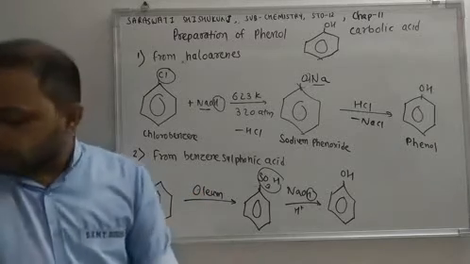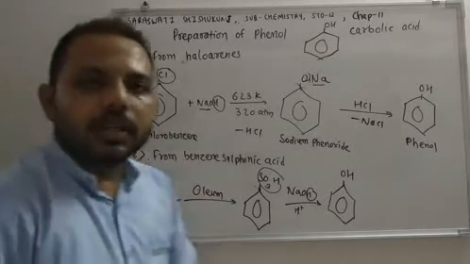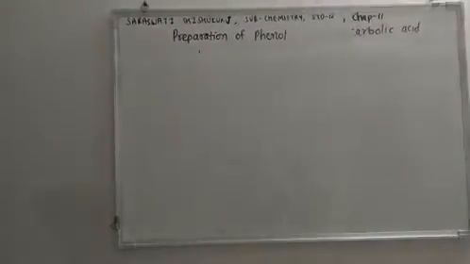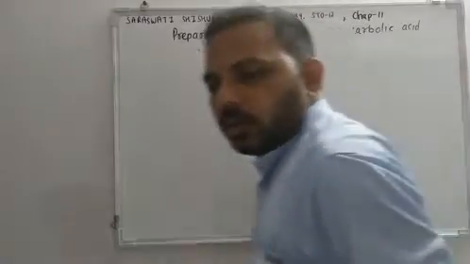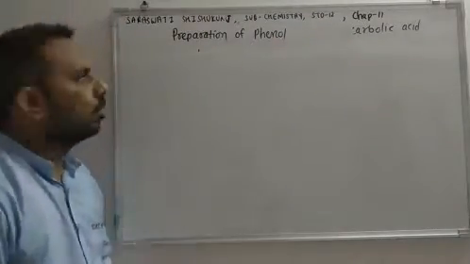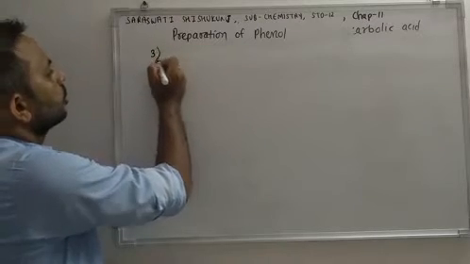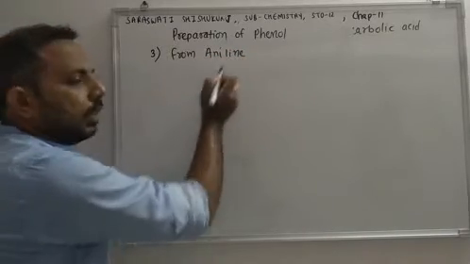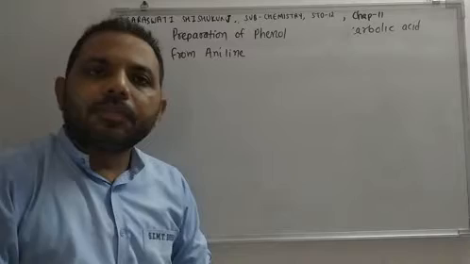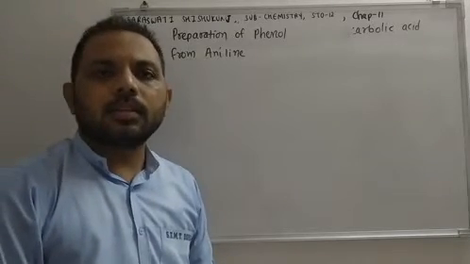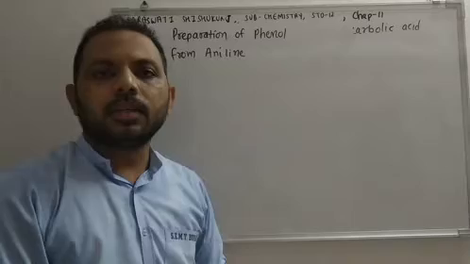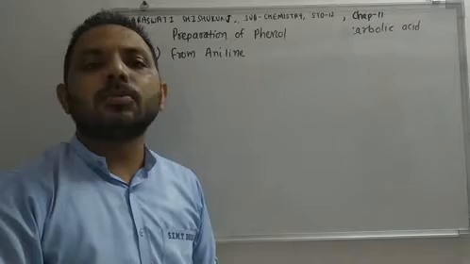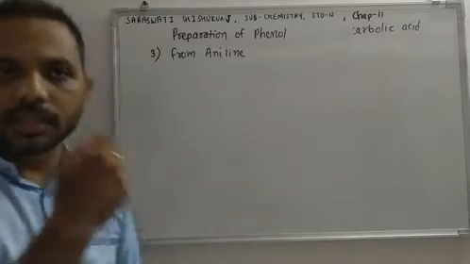Now we are going to discuss the third reaction. The third preparation of phenol is from aniline. In chapter 10, we discussed the Sandmeyer reaction. Do you remember this reaction? Aniline reacts with nitrous acid, right? It will form benzene diazonium chloride. Do you remember this reaction? Okay, the same reaction is there.